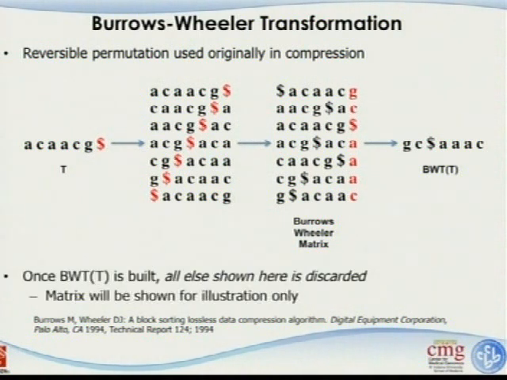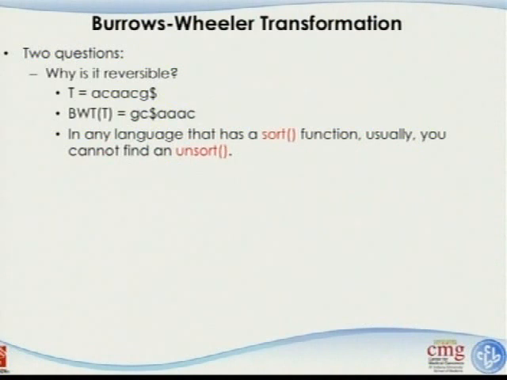All right? I'm going to give you a test to do it. Probably not yet, all right? So once the BWT is built, all the rest is discarded. All this matrix actually doesn't exist, all right? So after you do the BWT, basically you've got the first-letter string and the last-letter string after the transformation, and the other remaining ones are just for illustration purposes.